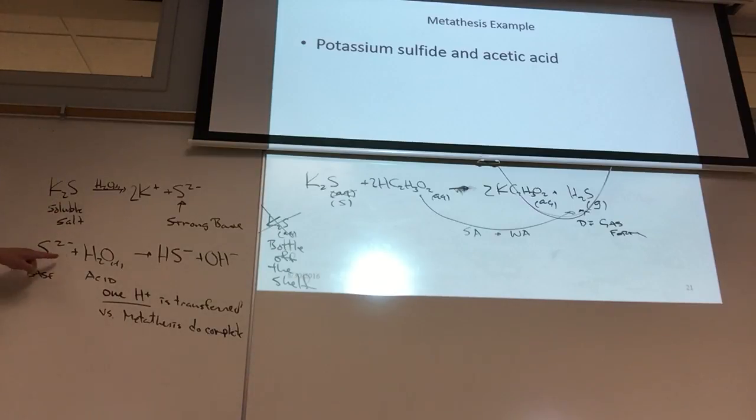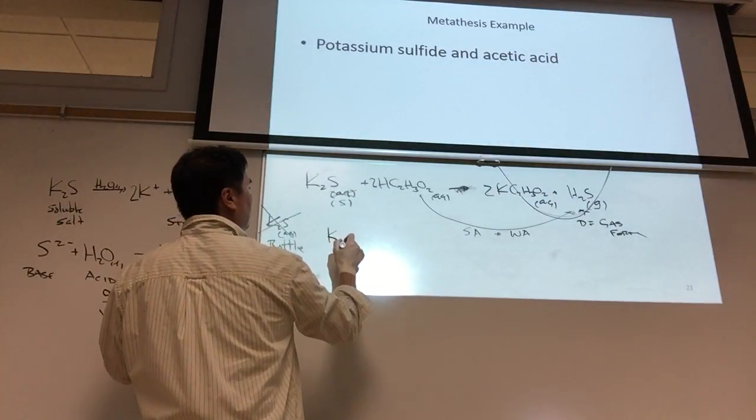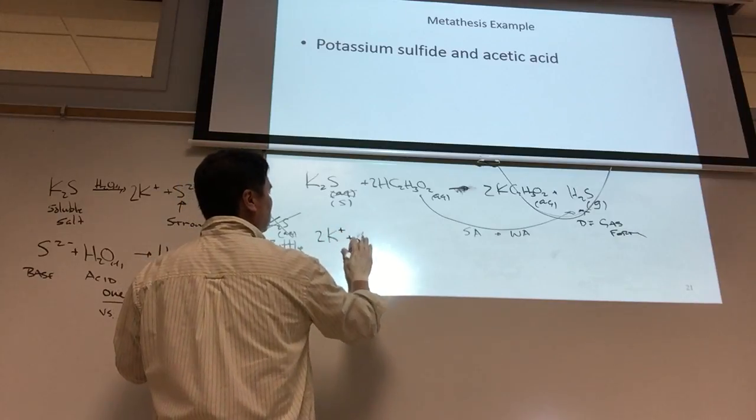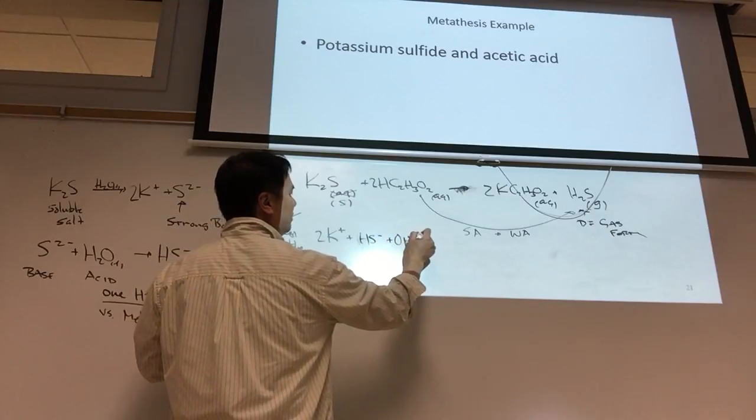This is not metathesis. This is not a favorable ion combination. This is what we call a Bronsted acid-base reaction. All right, so in aqueous solution, what I'm going to have here is I'm going to form potassium ions, two potassium ions, an HS minus ion plus an OH minus ion.